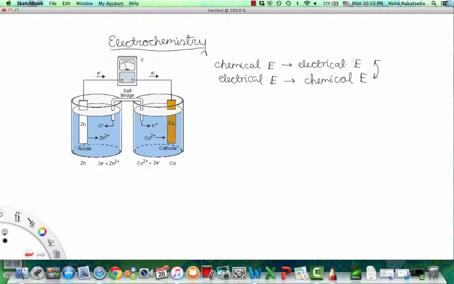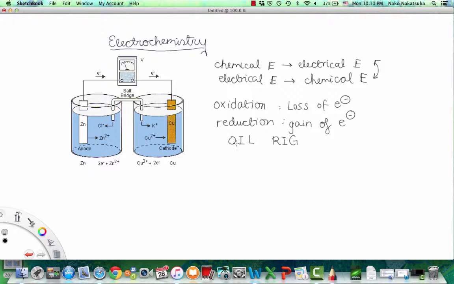So the two terms that you have to get really familiar with is oxidation, which is the loss of electrons, and then reduction, which is the gain of electrons. So the way in which a lot of people like to remember this is OIL RIG. At least this is how I like to remember it from high school. So OIL RIG stands for oxidation is loss of electrons, and reduction is gain of electrons. So this is a really good mnemonic to remember.